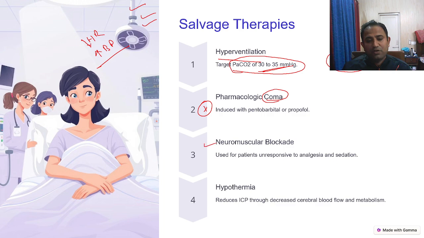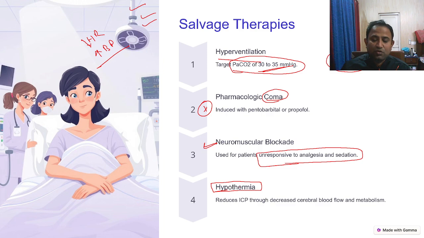Neuromuscular blockade, oh yes, if the patient is not sedated properly, then it will cause further increase in agitation, leading to increased ICP. So you should sedate your patients well. And induced hypothermia, though not much data is available, does reduce ICP through decreased cerebral blood flow and metabolism, and may be tried as a salvage therapy.